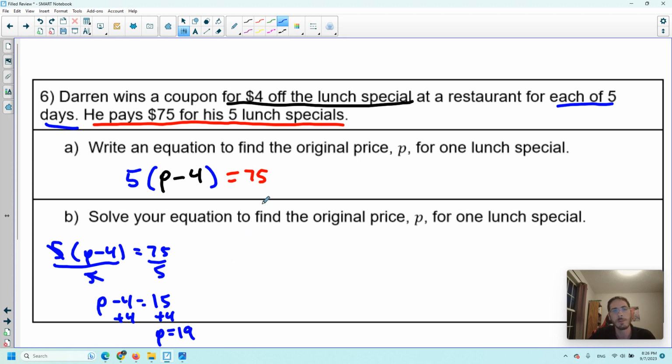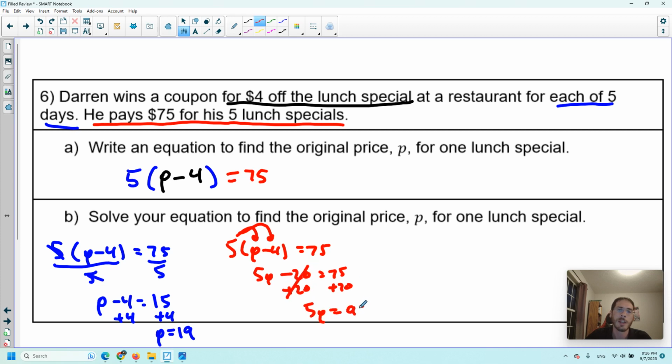Okay, all right. Let me double check, though. Let me try to do it the other way. If I distribute the 5 instead, I'm probably going to need a little bit more space, maybe. Maybe not. I'm going to get 5p minus 5 times 4 is 20 equals 75. I'm going to add 20 to both sides.